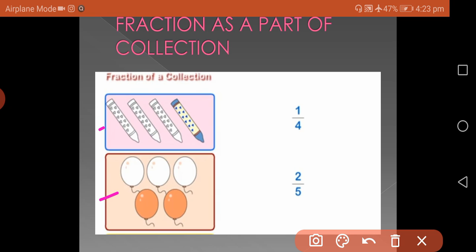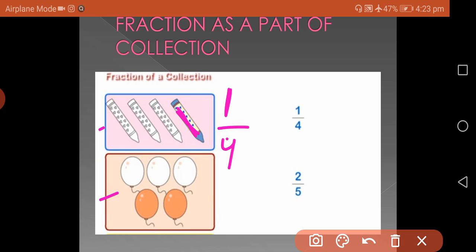Now, here you can see how many pencils there are in total. The total will be written in the denominator, that is below the line. And now you have to tell the fraction of the shaded part. What is the shaded part here? There is one pencil which is shaded out of 4. So how can you represent the fraction of a collection here? The fraction of the shaded part is 1 by 4.